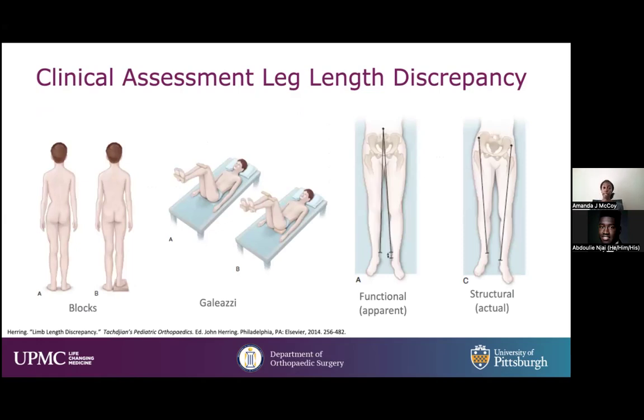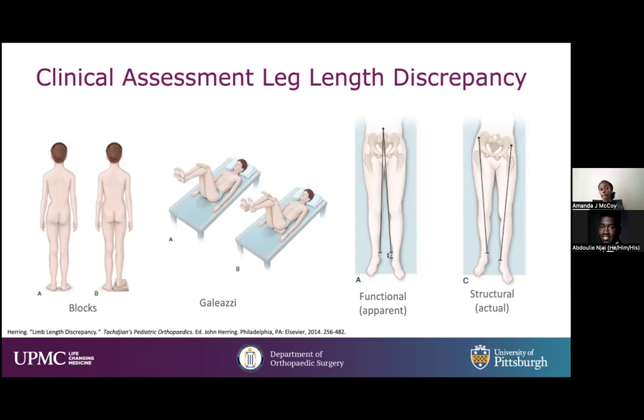And so clinically, I think it's very important to put a child on blocks. Oftentimes, a child will be sent to you for concern of scoliosis, but in reality, they have a leg length discrepancy, and so then they have a compensatory flexible scoliosis, as you can see in this child. You can use a Galeazzi sign, as you can see here.